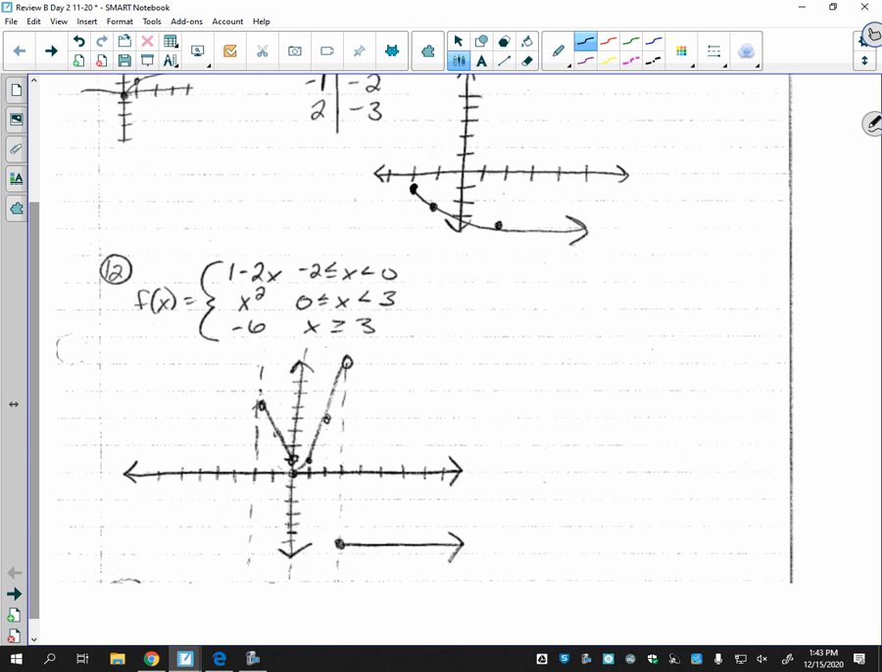You don't have to do this, but for me, I always put dotted lines on my graph to break that up. So at -2, I put a dotted line. At x equals 0, which is the y-axis, I put a dotted line. And at 3, I put a dotted line.